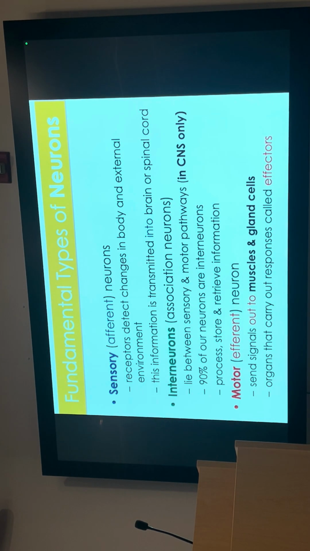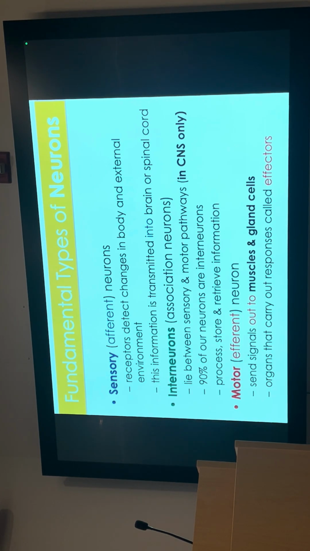There we go. Okay, so sensory, there it is. Afferent, we're bringing signals in. We have our sensory neurons, but most of our neurons are in our central nervous system. They're packed in tight in our spinal cord and our brain. We call those interneurons. They are completely contained within the central nervous system.